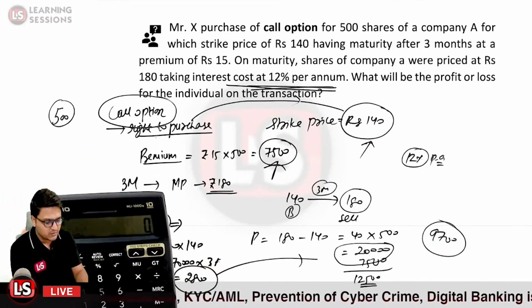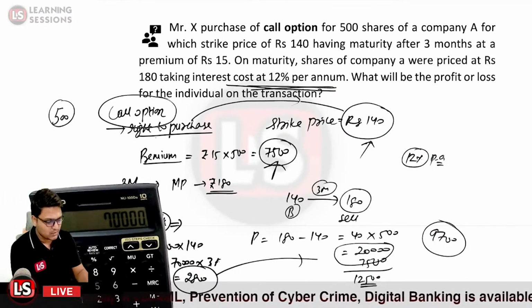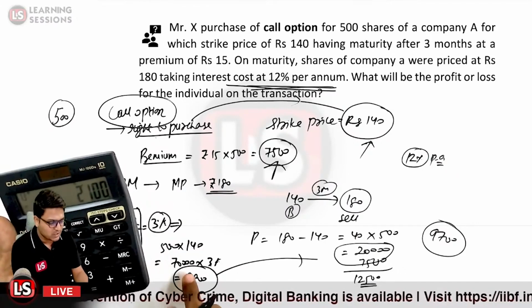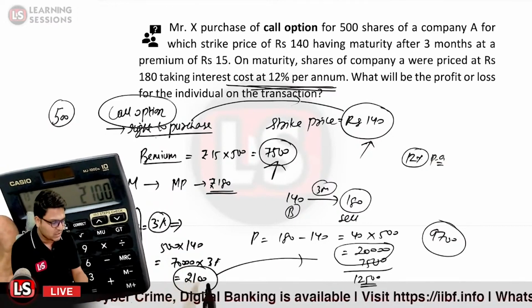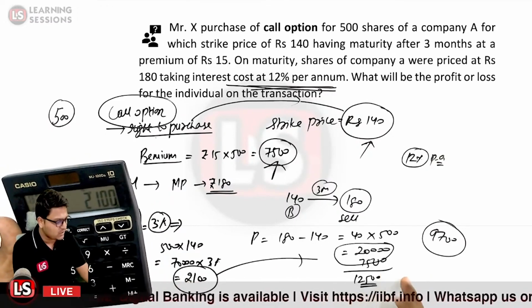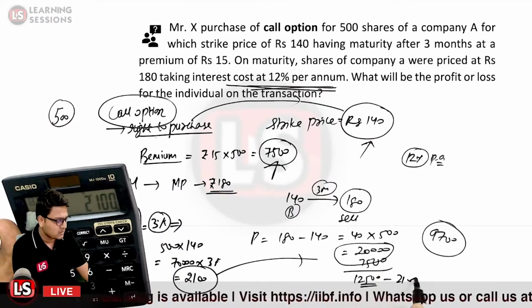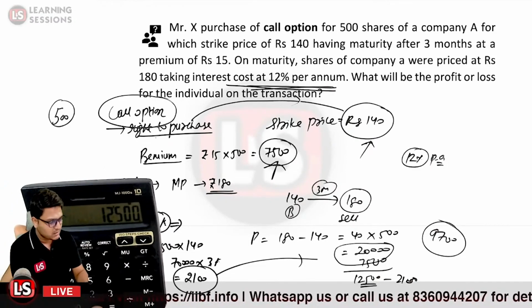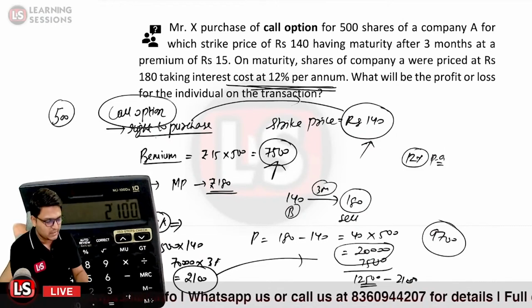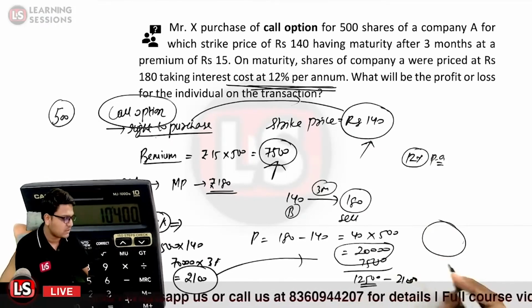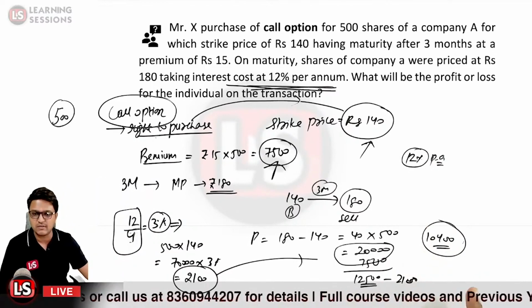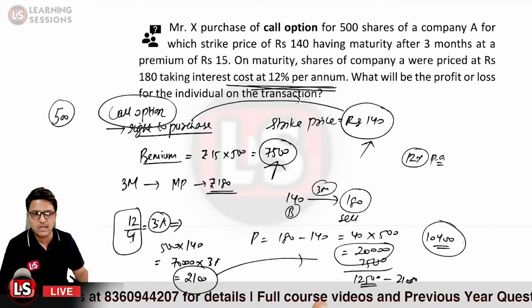So 70,000 of the 3% we need to calculate. So that's my calculation mistake. So 70,000 into 3% is 2,100. So we'll be subtracting 2,100 from this particular amount. So that would be equal to 12,500 minus 2,100, and that is equal to 10,400. That is equal to 10,400 and not the 9,700.